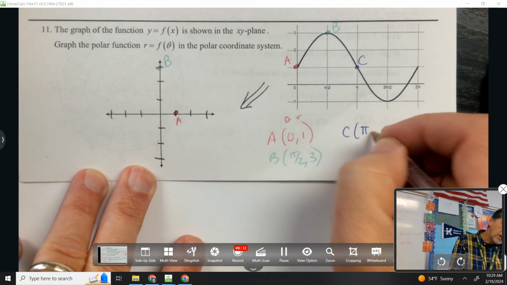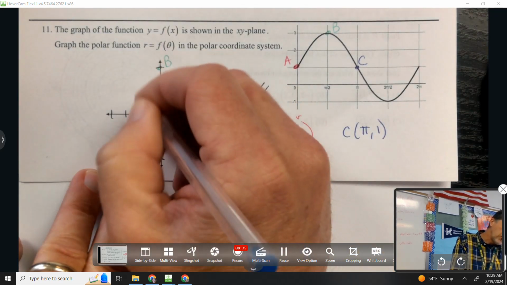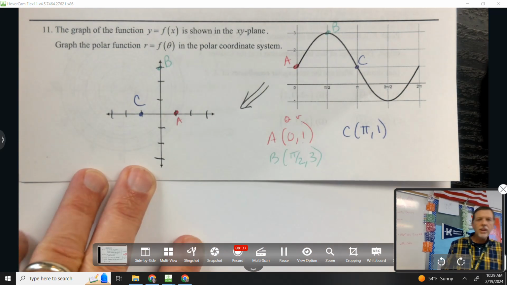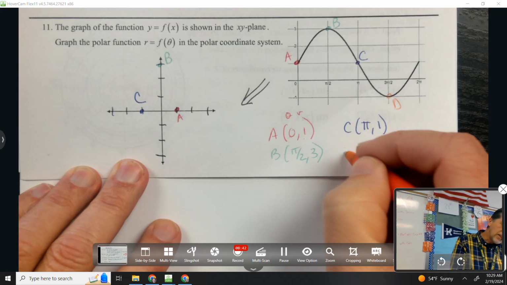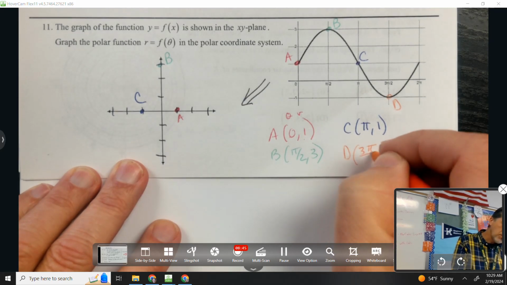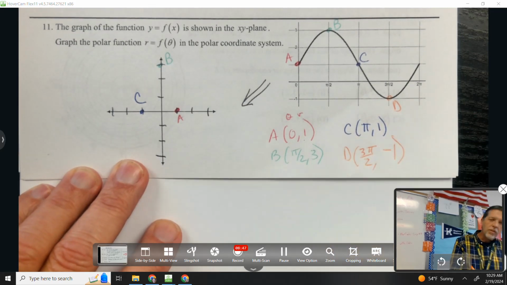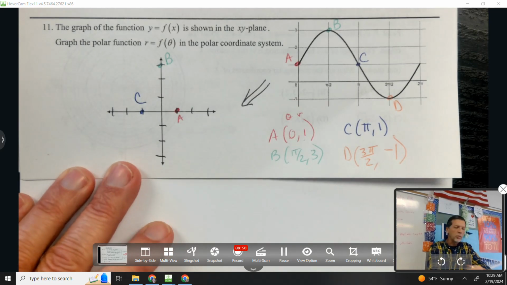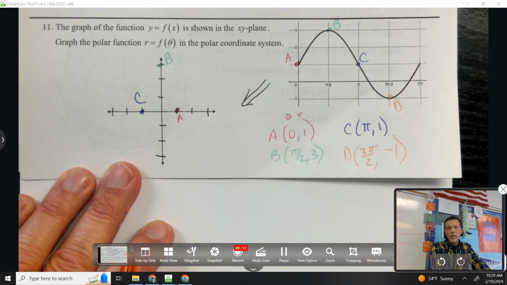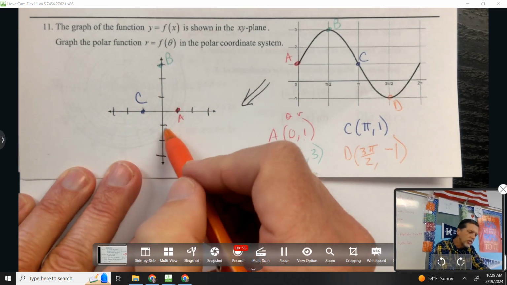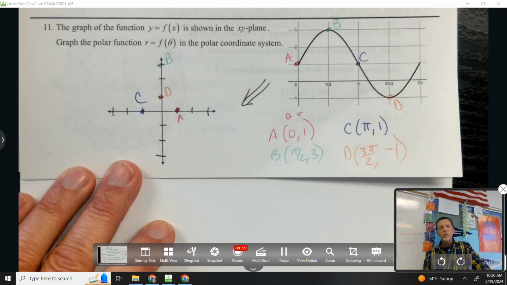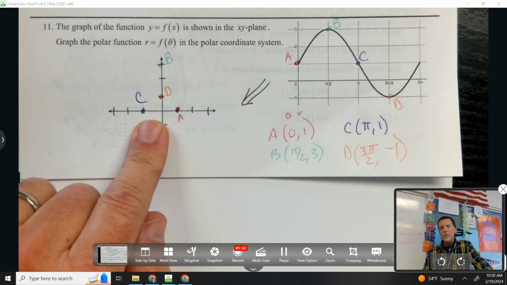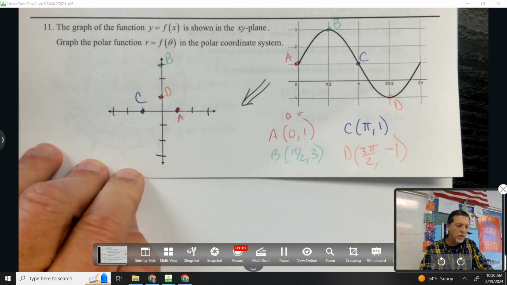Point C, rotate pi, go out 1. There's point C. Point D, this is going to be a little bit weird because I'm going to rotate 3 pi over 2 and then go out -1, or sort of go backwards 1. So if I rotate 3 pi over 2 and then go backwards 1, that puts me right there. Do you know what shape is going to go through that strange set of points? The one with the loop, the limacon with the loop.